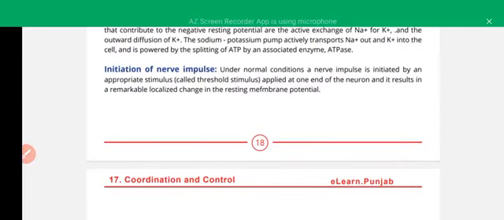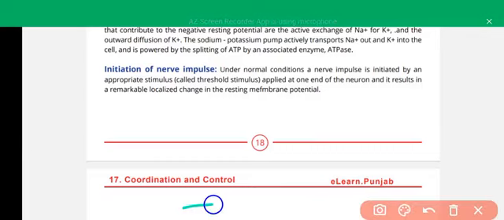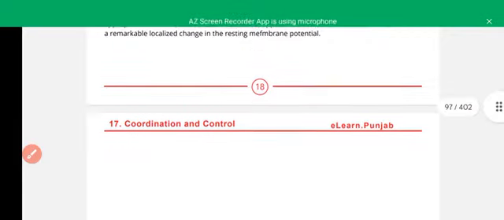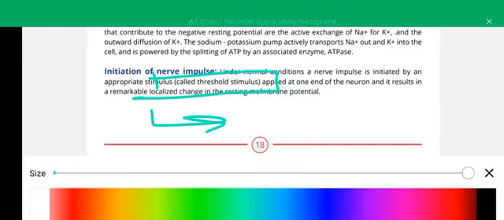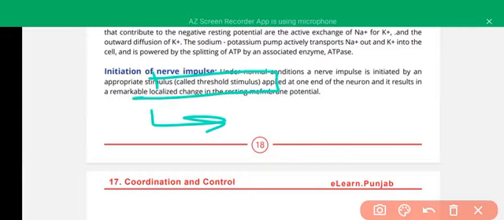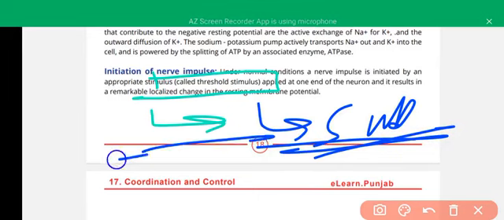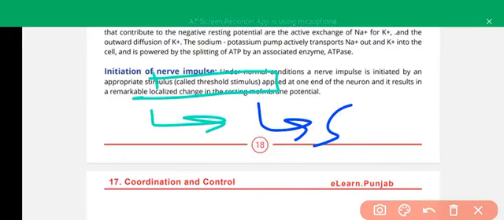How does an action potential occur? It occurs by initiation of a nerve impulse. How does a nerve impulse occur? By action potentials. Action potential moves from one neuron to another. When a neuron is stimulated, the stimulus that causes the nerve impulse to flow is called a threshold stimulus. If it is unable to produce a nerve impulse in the membrane, it is called a subthreshold stimulus. It is the basic difference between threshold and subthreshold stimulus.